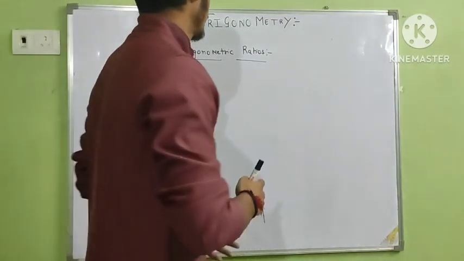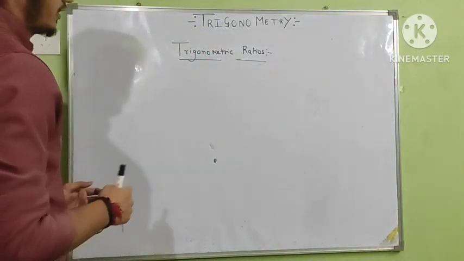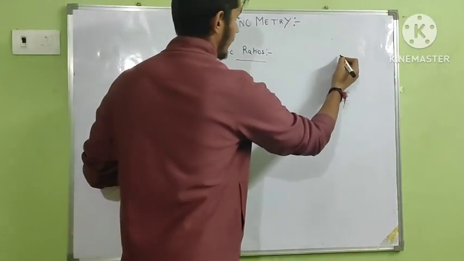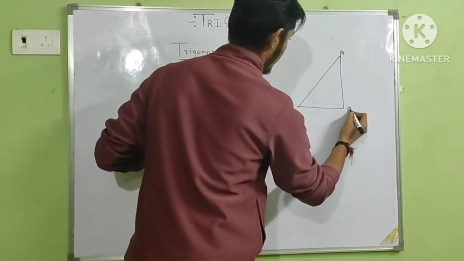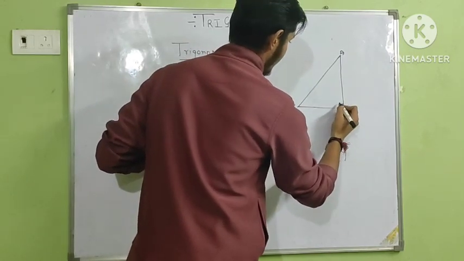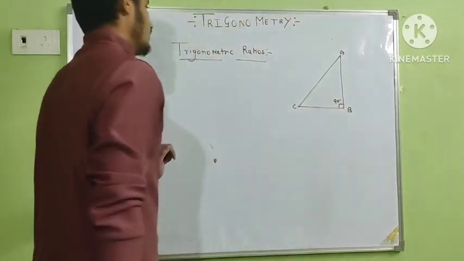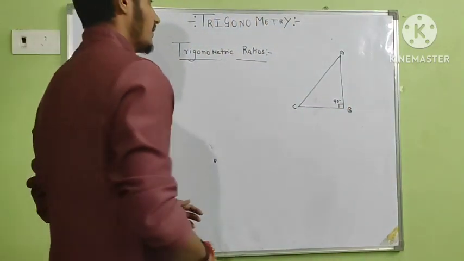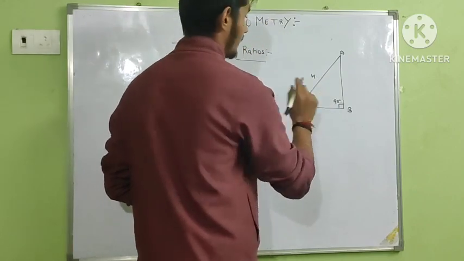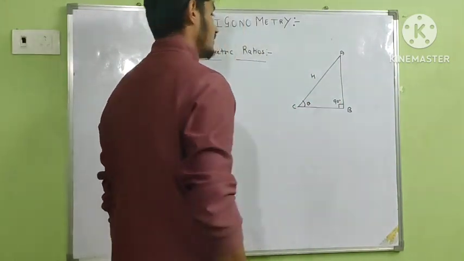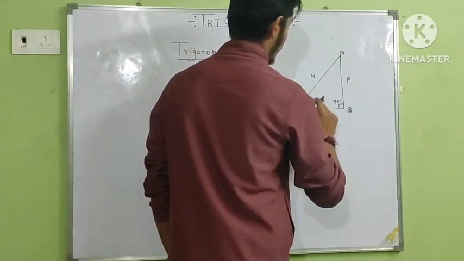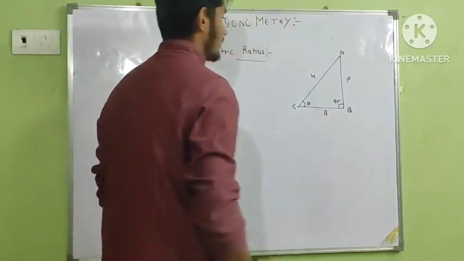Now students, we are going to start our first topic, trigonometric ratios. For that we take a right angle triangle, that is A, B and C. That triangle is right angled at angle B. So we know that the side just opposite to the 90 degree is the hypotenuse, and we study this triangle from the angle theta. So our perpendicular is in front of theta and the rest one is the base.